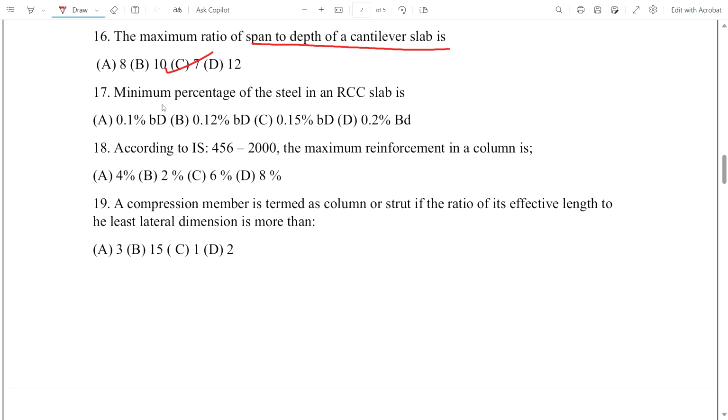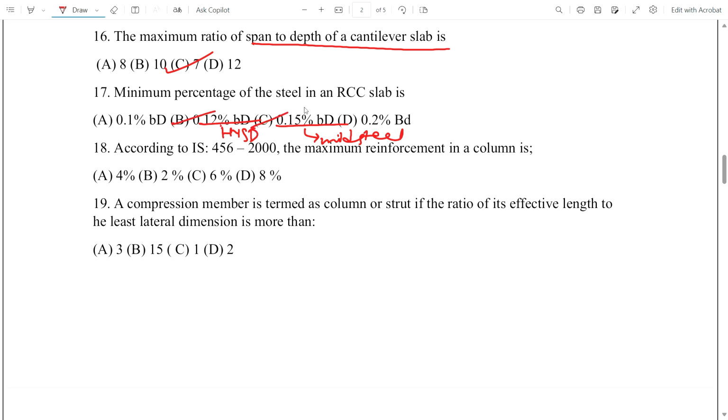Now question number 17. Minimum percentage of steel in an RCC slab is how much? Actually 0.12% of bD and 0.15% of bD. 0.12% of bD is for HYSD bar and 0.15% of bD is for mild steel. Okay, in the question it is not mentioned whether it is for mild steel or HYSD bar, so both options are correct. Here I don't give a both-are-correct option, so you just remember both are correct.